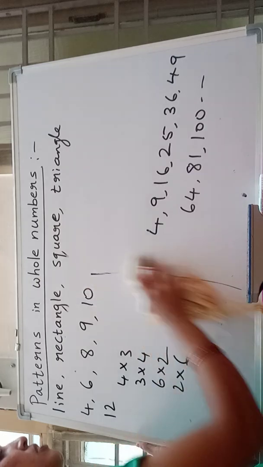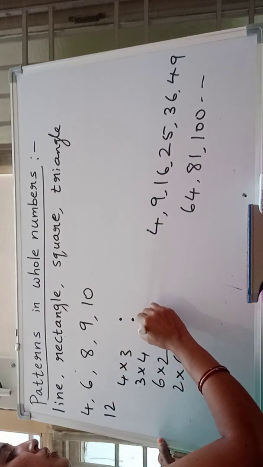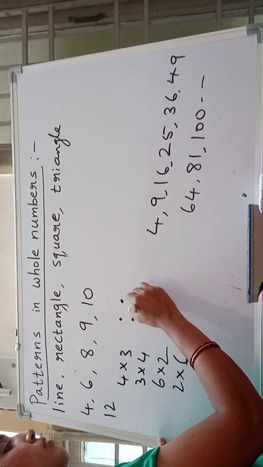How it looks, now we will see one by one. 4 threes are 1 2 3 4 dots, 3 times.